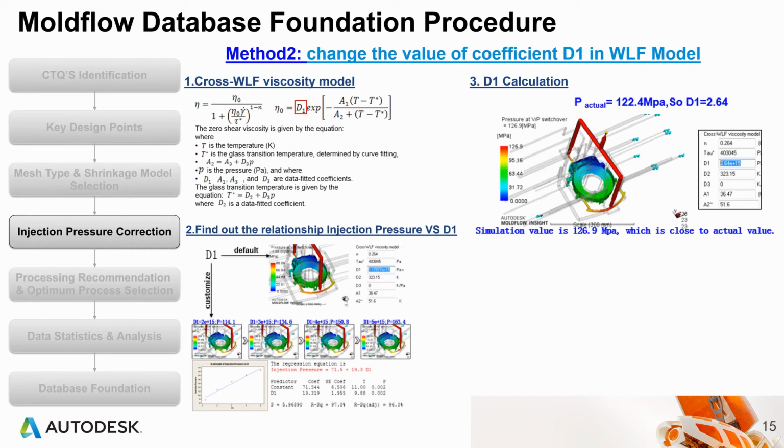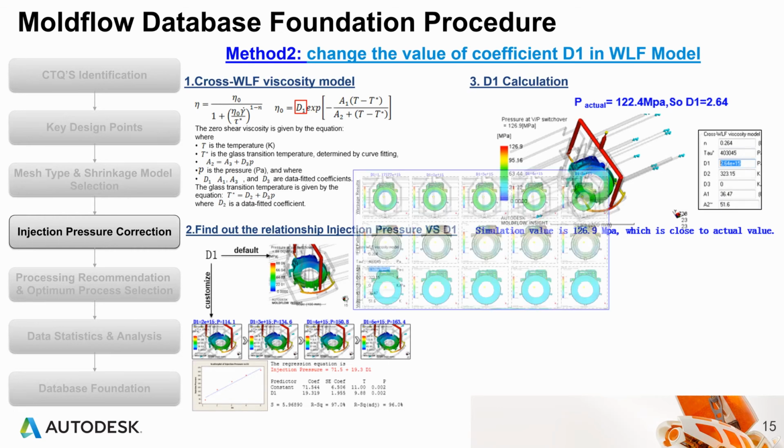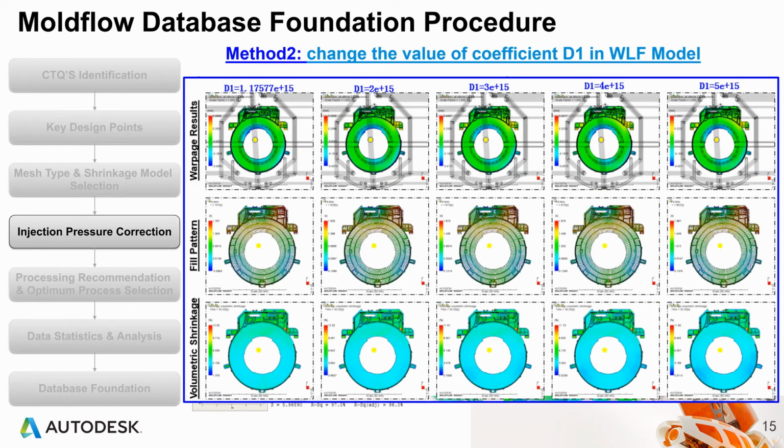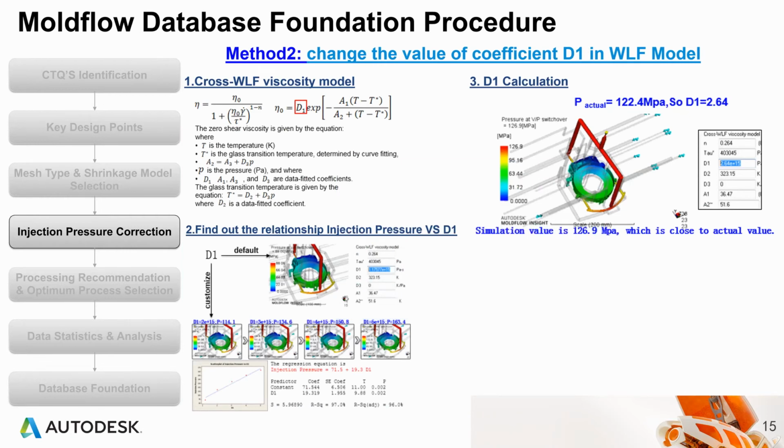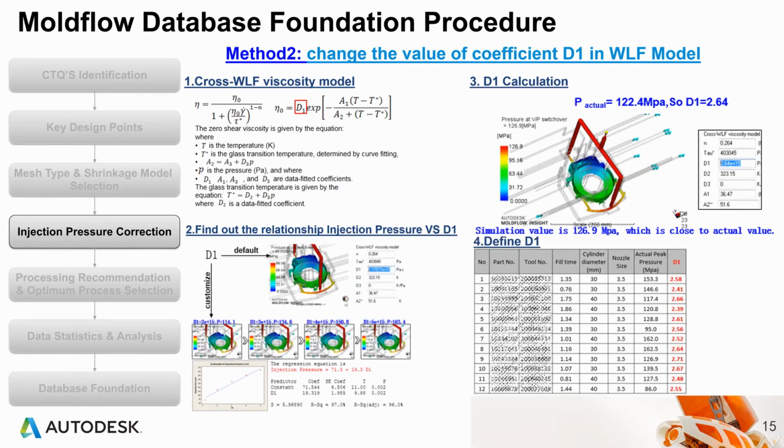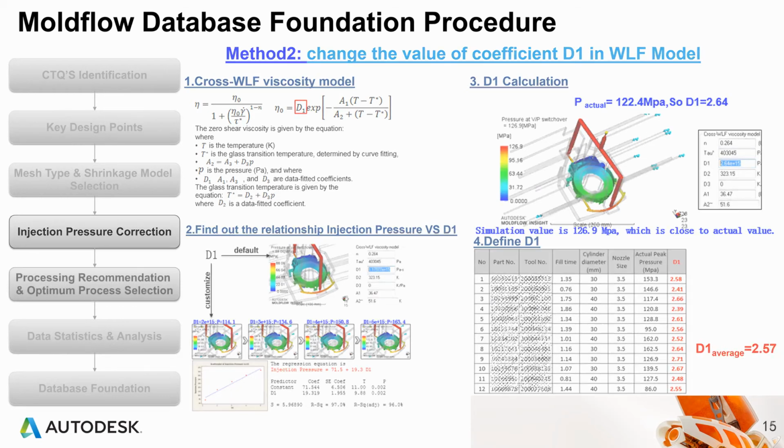On the other hand, we have to check whether other important simulation items changed or not when D1 is set to different values. From the table, we can see the simulation results are the same when the D1 value is different. So this method is also feasible. After data analysis, we can find the average D1 is 2.57.